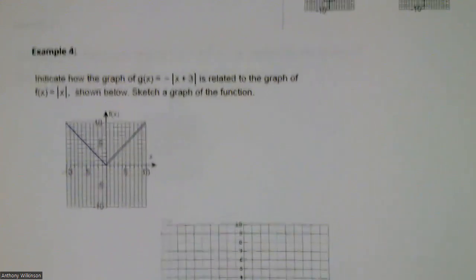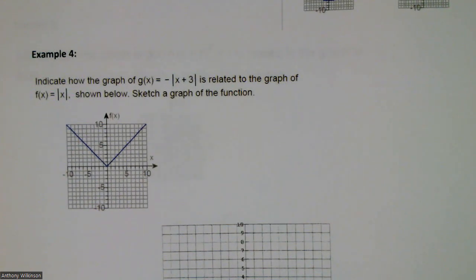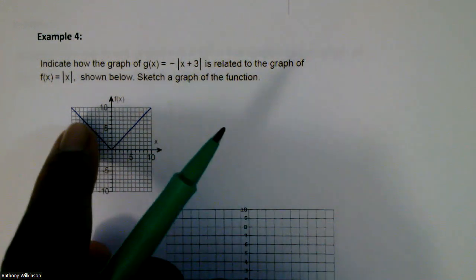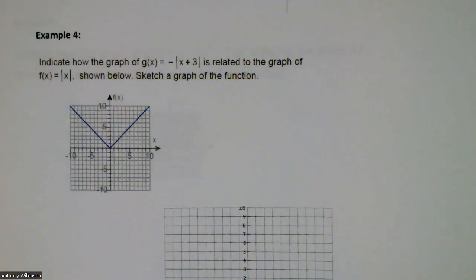All right, here's example 4. And in this case, we're going to indicate how the graph of g of x equals negative the absolute value of x plus 3 is related to the graph of f of x equal to the absolute value of x, which is right here, shown below. And then we're going to sketch the graph of that function.